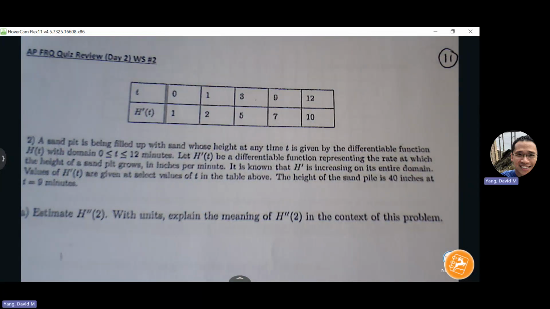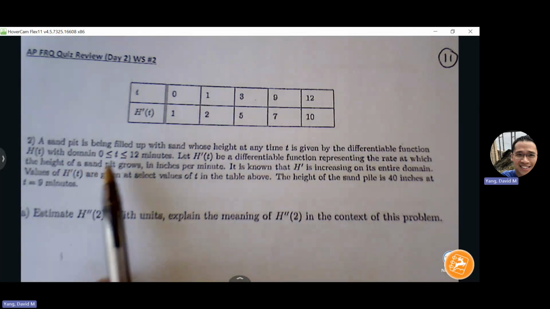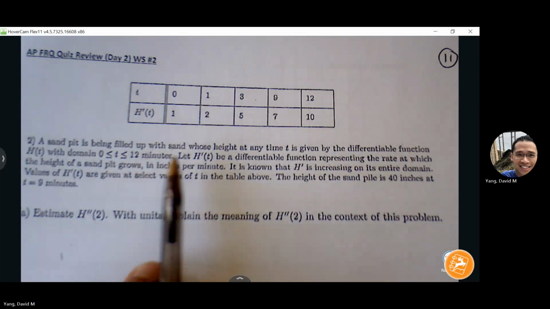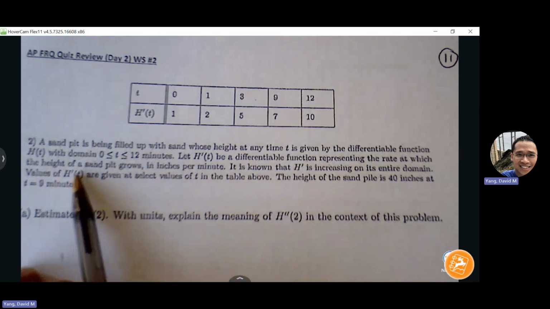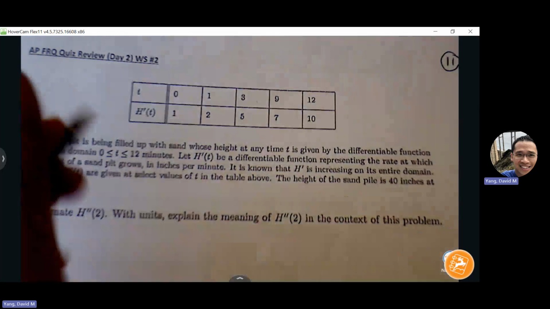Okay, a sandpit is being filled with sand whose height at any time t is given by a differentiable function h of t with domain between 0 and 12 minutes. Let h prime be a differentiable function representing the rate at which the height of a sandpit grows in inches per minute.